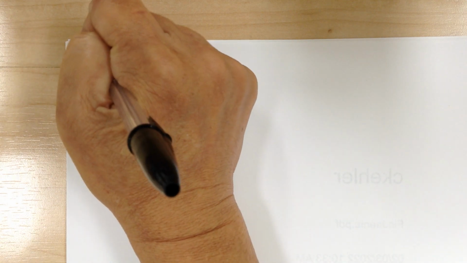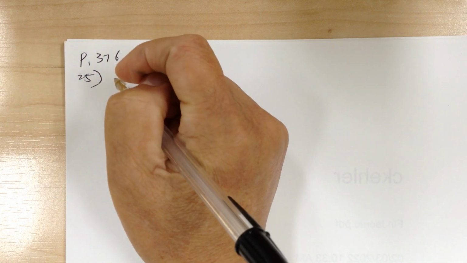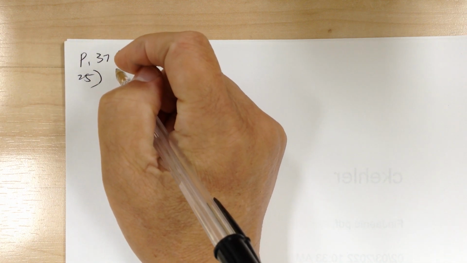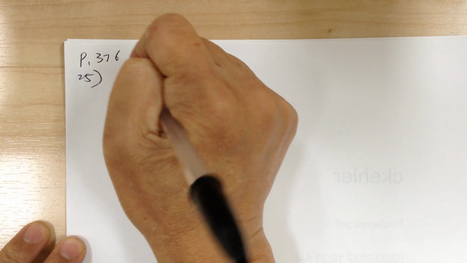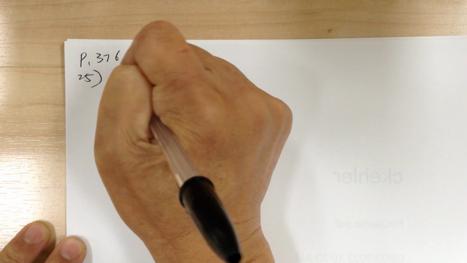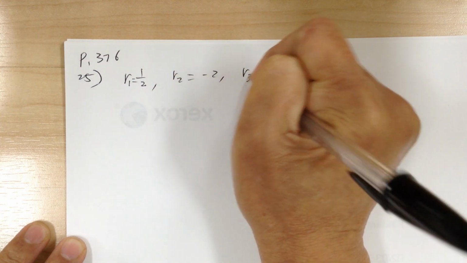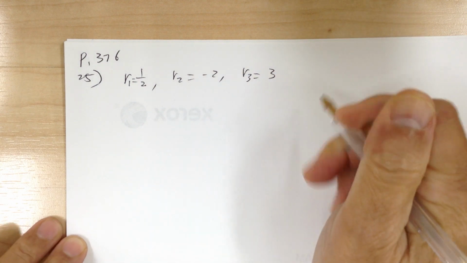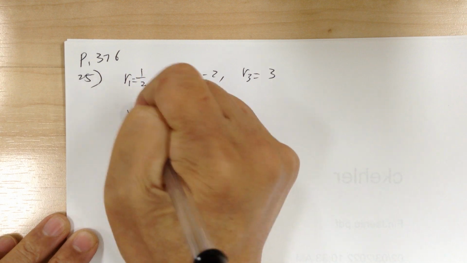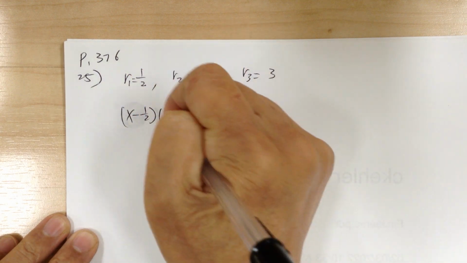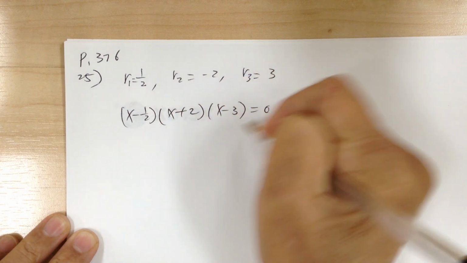Let's go to page 376 and start with number 25. In this one you have the roots and you're looking for the polynomial equation. So you have R1 equal to 1/2, R2 equal to -2, R3 equal to 3. From these roots, this one came from x minus 1/2, this one came from x plus 2, and this one came from x minus 3, equal to 0.